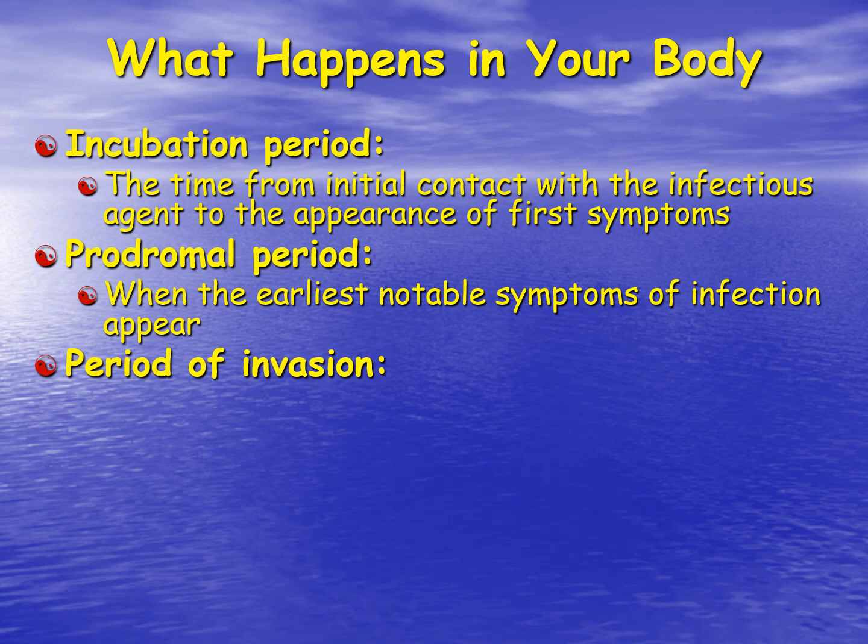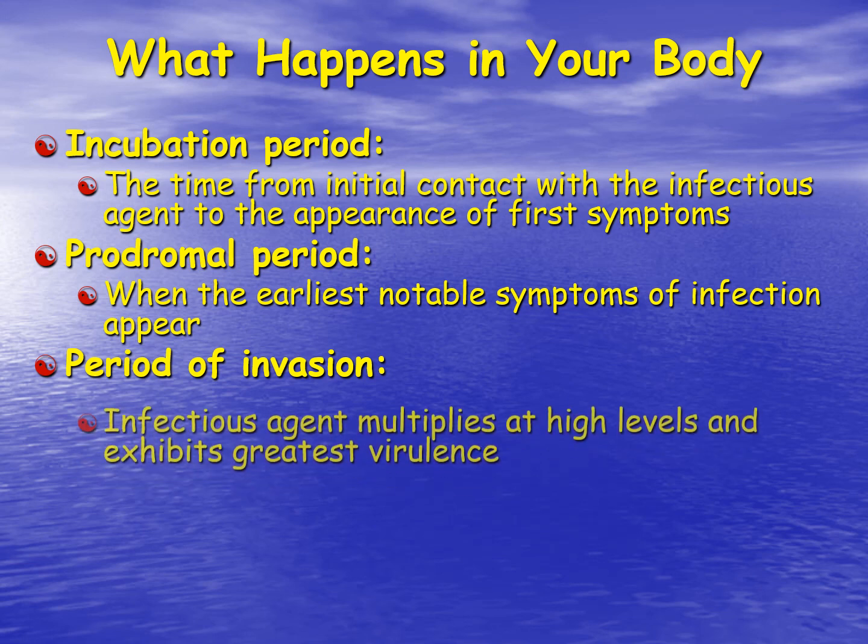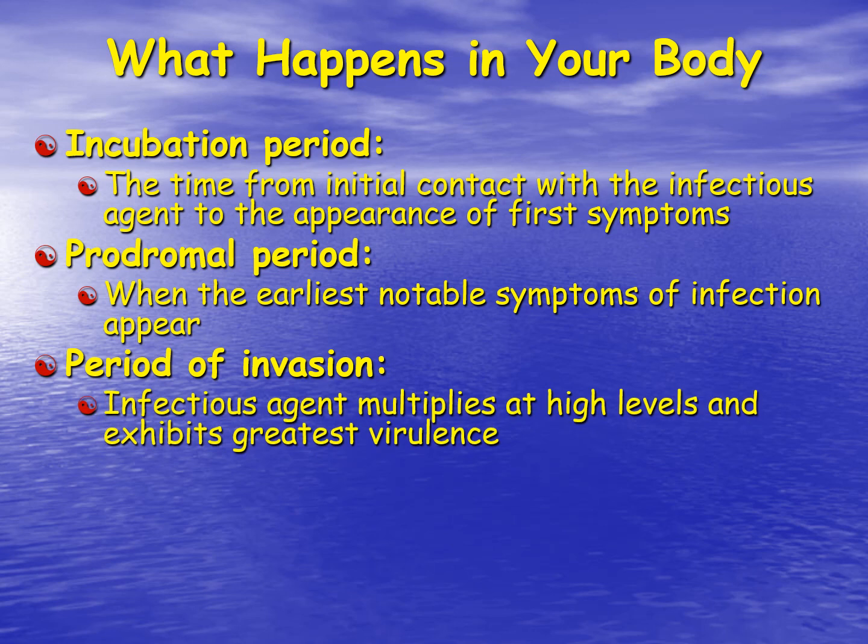But once the prodromal period is over, we then get the period of invasion. And this is after the microbe has entered, adhered, established itself, avoided the immune system, and the infectious agent begins to multiply at high levels and exhibit its greatest virulence within the body. And this is when you get sick.